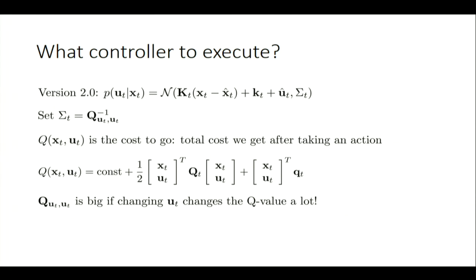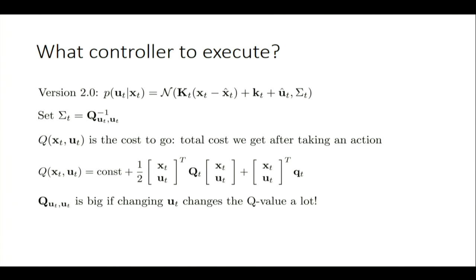So the intuition behind what this means is that the cost to go, the cost that you'll experience from this time step until the end of time, is going to depend strongly on the action that you take right now. If QUU is small, that means that the action you take now has almost no effect on the total cost that you'll experience from now until the end of time.